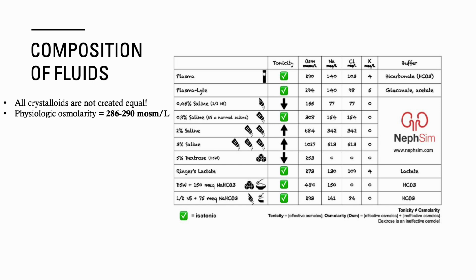Now, each of these fluids is a little bit different, and neither quite mimics plasma exactly. Our closest one is Plasma-Lyte. The osmolarity is very close to isotonic, and the concentrations of sodium, chloride, and potassium are very close to that of normal physiology. Now, you often hear folks say normal saline isn't normal.